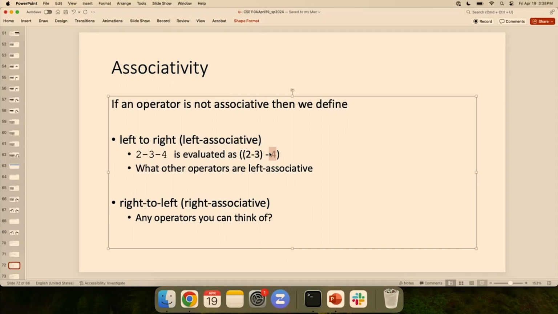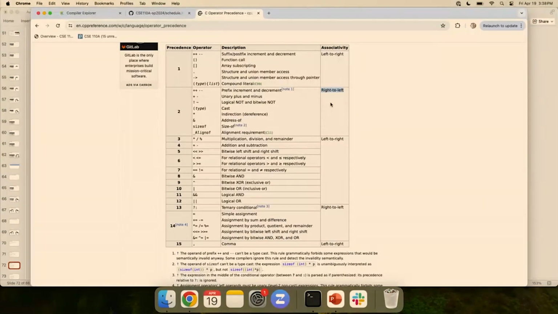Yes. So, yes. And in fact, you can see that there are some right to left here. One that I sometimes think about is the assignment operator in C.